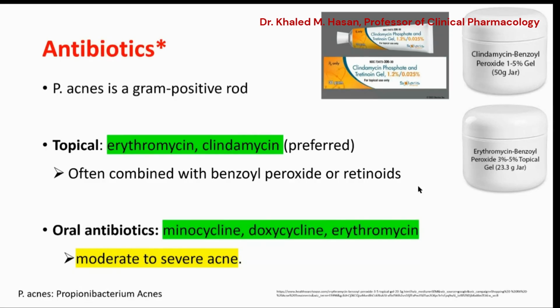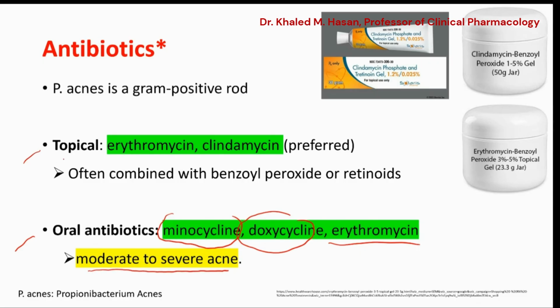Moving to the next group, we have antibiotics. We use antibiotics because we have bacteria, Propionibacterium acnes. The most popular ones can be used topical or oral. Here we need to remember we have topical and oral. With the oral, we are familiar with minocycline and doxycycline, which belong to the tetracyclines. Then we have erythromycin. This is oral, and we use it for moderate to severe acne.